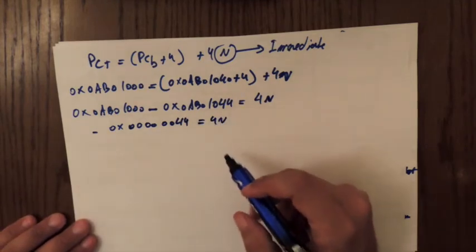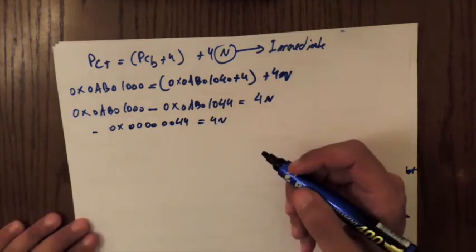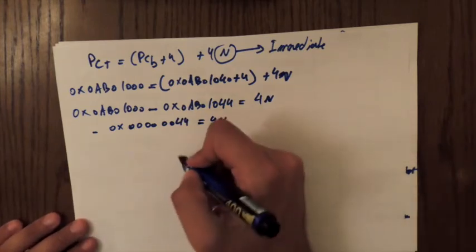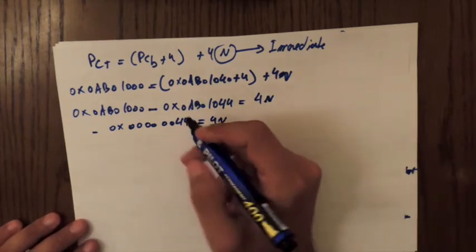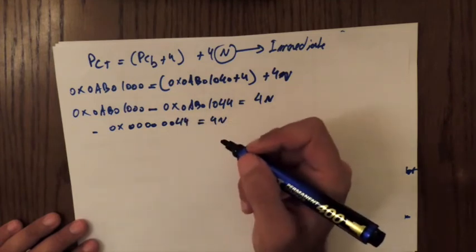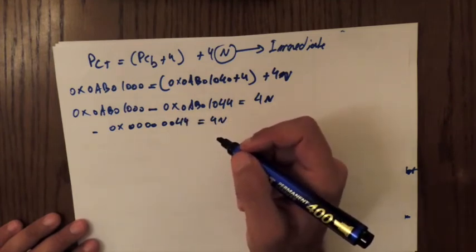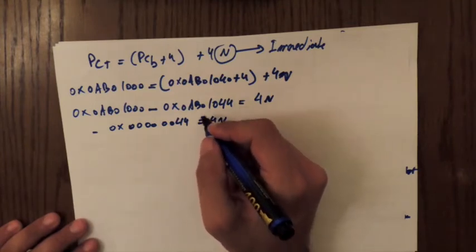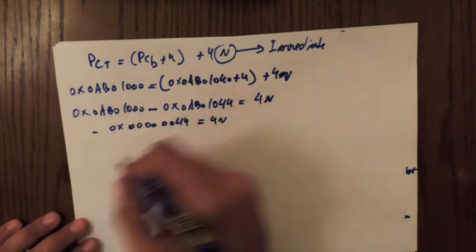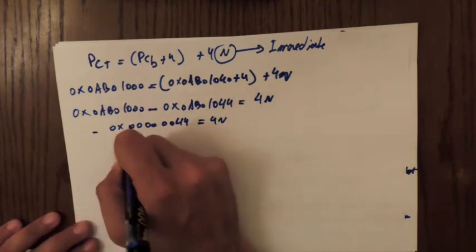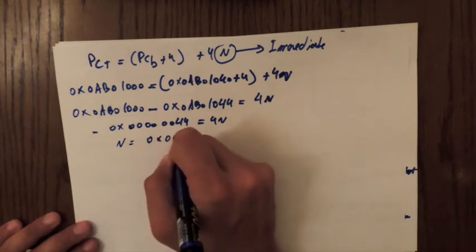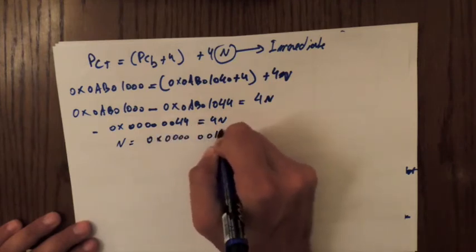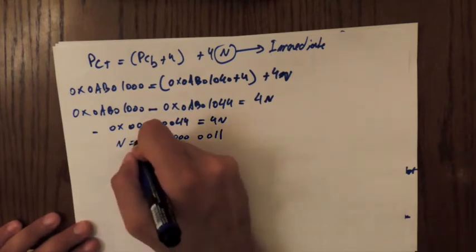Now I need to divide by 4. The easiest way to divide by 4 is actually I'm going to translate it to binary and shift it right. So if I want to divide by 4, I'm going to divide by shifting them right. So we can easily say, or we can just do the division. n is going to equal 0x00000011, so minus.